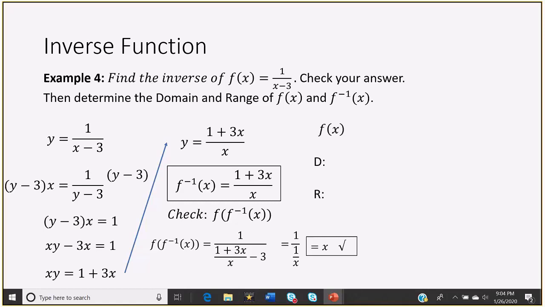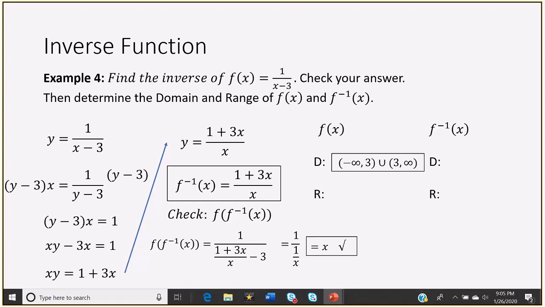So f of x, looking at that up top, it's 1 over x minus 3. Finding my domain, I set the bottom equal to 0 and solve for x. I don't think I explicitly went through it here. I did not. So if I set the bottom equal to 0 and solve for x, I get x can't be 3. And that means x can be everything less than 3 and everything greater than 3, and that is my domain of f of x.